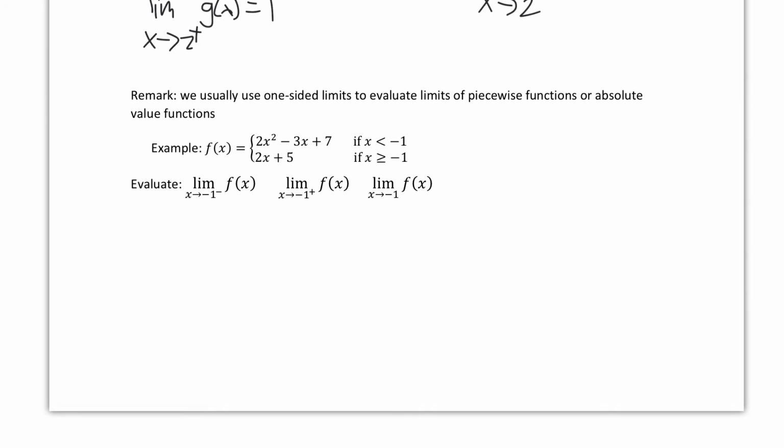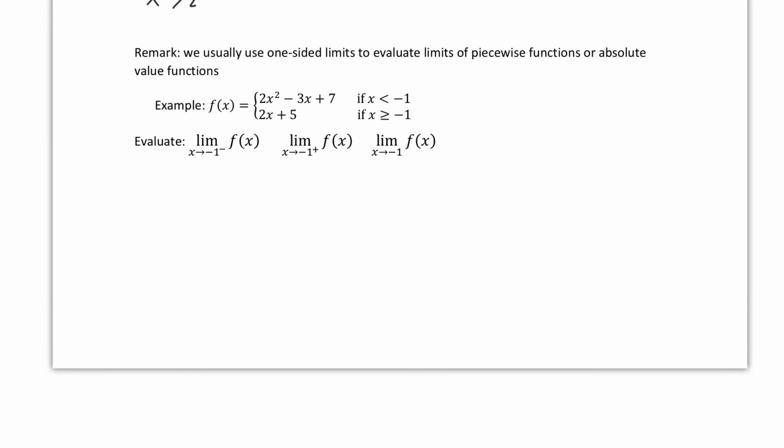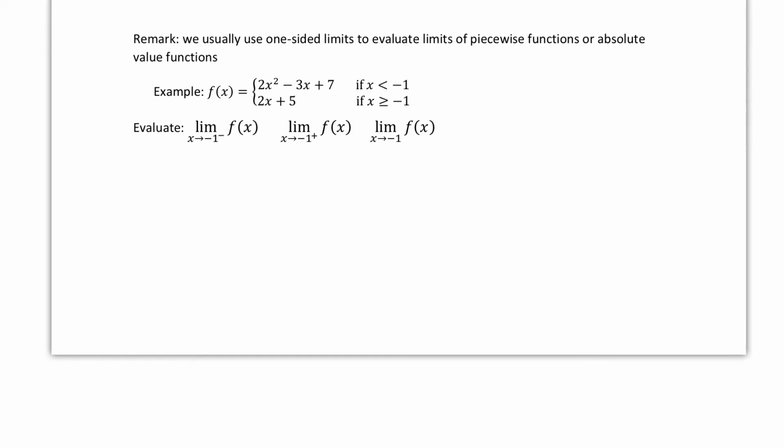Now, just as a remark, we usually use one-sided limits to evaluate the limits of piecewise functions or absolute value functions, because absolute value functions, as we'll see in a bit, are, of course, piecewise functions in disguise. So we're going to go ahead and try this example here and see what we come up with. So f of x is equal to 2x squared minus 3x plus 7 and 2x plus 5. Again, this is a piecewise function, and I think about it as a piecewise function because it literally comes in two pieces.